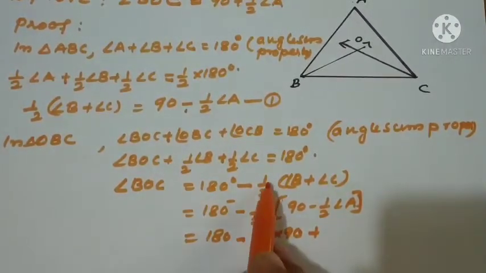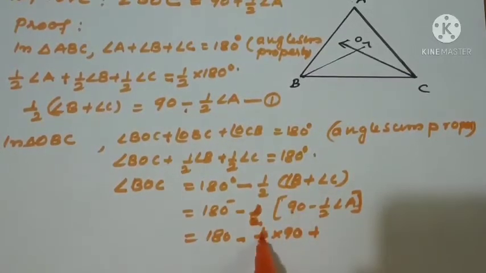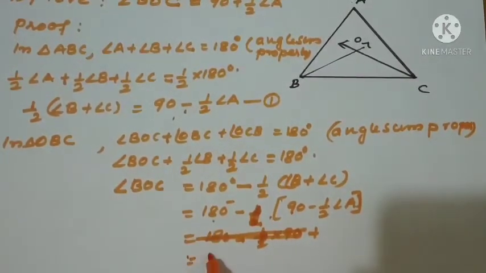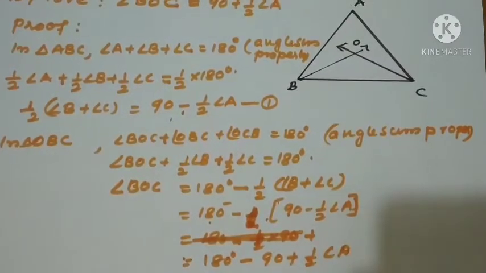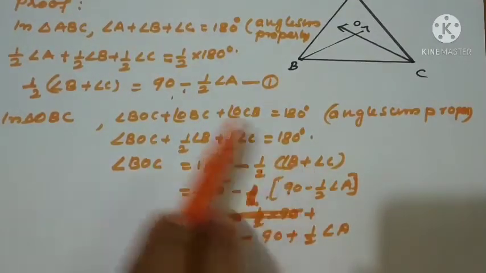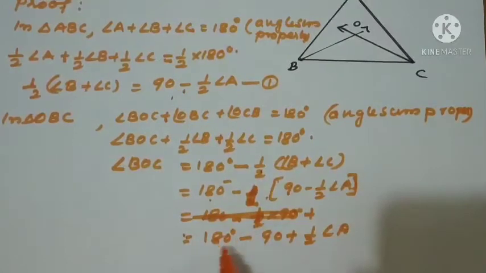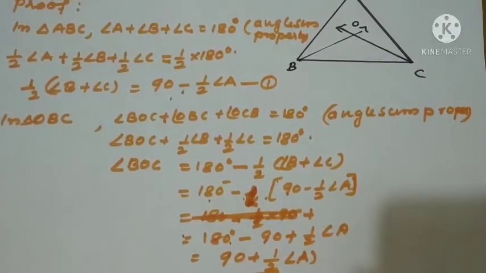Here a correction is there. Half of B plus C equals 90 minus half of A, so this half will not come. 180 minus 90 minus half of A. That means 180 minus 90 plus half A. Right? Don't make the mistake. Half of B plus C equals 90 minus half of A, so we substitute here 90 minus half of A. So what is the answer? 180 minus 90, 90 only, minus into minus plus only. So 90 plus half of A. Hence proved. So the conclusion is to be written here.